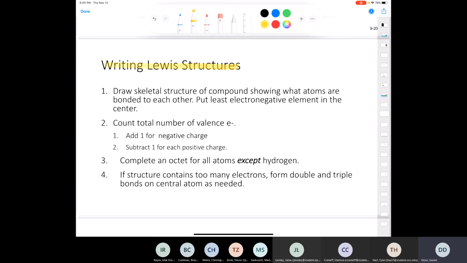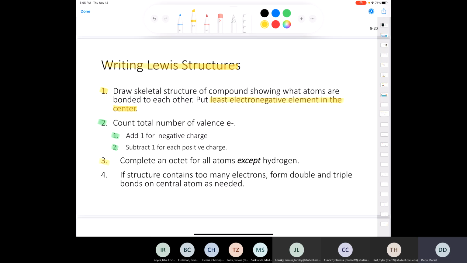Writing Lewis structures. The first thing you're going to do is draw the skeletal structure of the compound, showing what atoms are bonded to each other. Normally, and this is not all the time, but most of the time, we put the least electronegative element in the center. Again, not always, but a lot of the time we do. Next, we're going to count the total number of valence electrons. How do we do that? We look at group number of each element. If we have a negative charge, we add 1 to our total number of valence electrons. If we have a positive charge, we're going to subtract 1.